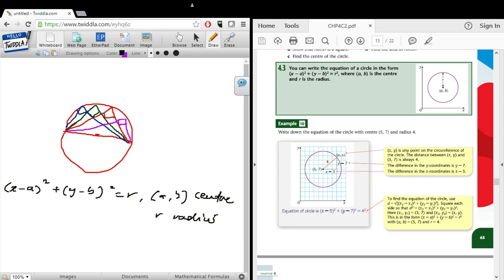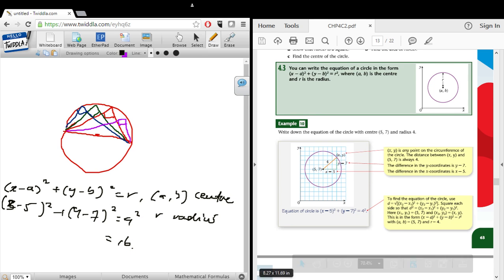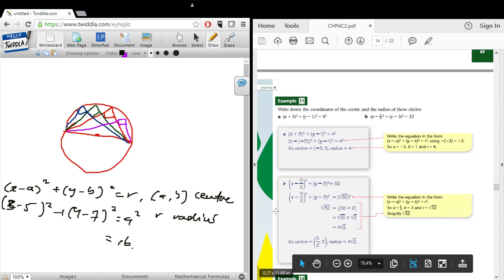Write down the equation of the circle with center 5, 7 and radius 4. So really it would be very simple. It's already given you 5, 7, so x minus 5 squared plus y minus 7 squared equals 4 squared. We have 16 here. That's as simple as it is. Let's draw it out a bit more neatly.